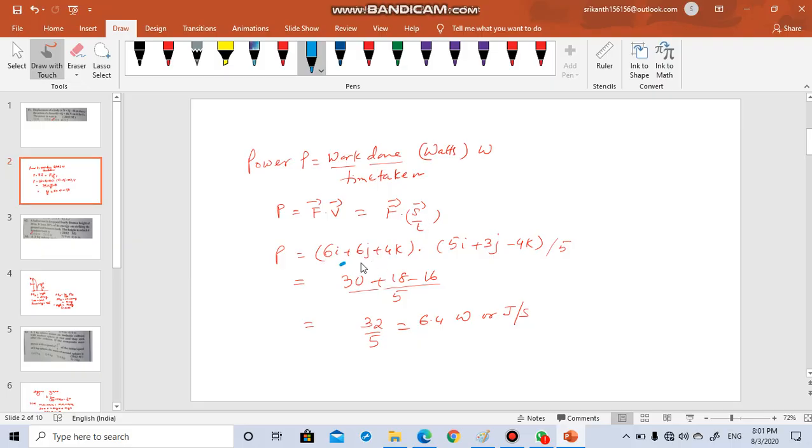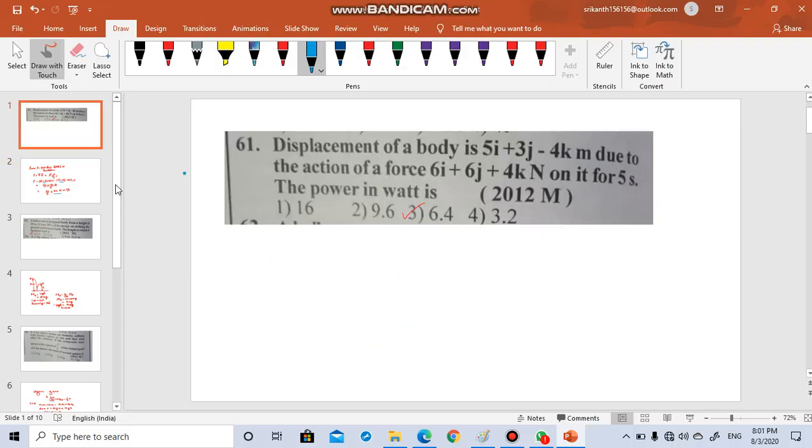So this is the force vector given in the question. This is the displacement vector, divided by time, which is 5 seconds. While taking the dot product, you should multiply I with I, J with J, and K with K. So 6 fives are 30, plus 6 into plus 3, 18, plus 4 into minus 4, minus 16. Once you solve it, you get 32 by 5, 6.4 watts. So this is the right answer.